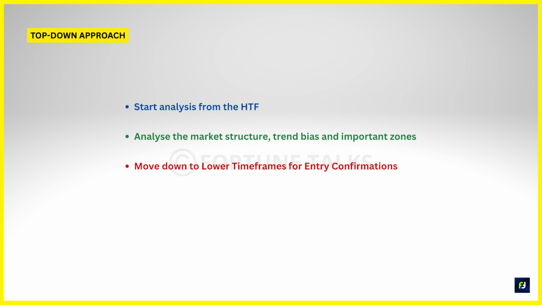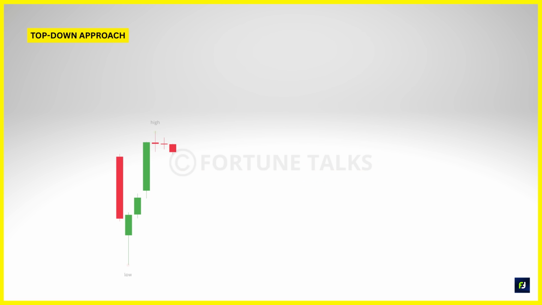But you need structural confluences for your entries. PD arrays will help provide them. When multiple elements of SMC concepts align with your higher timeframe structure and directional bias, the setup becomes high probability. For example, take a look at this bullish market scenario. I have considered this particular bullish swing leg. I have also plotted the premium and discount zones of this swing move.